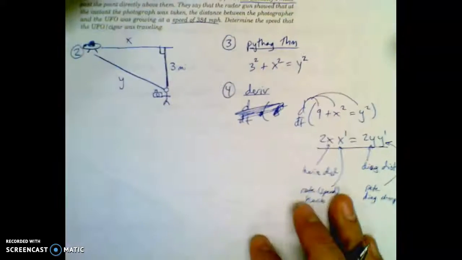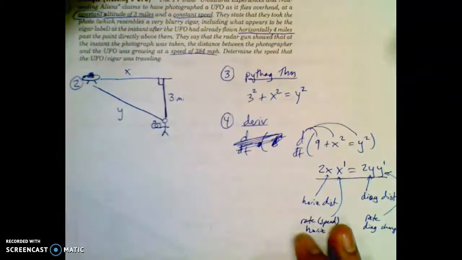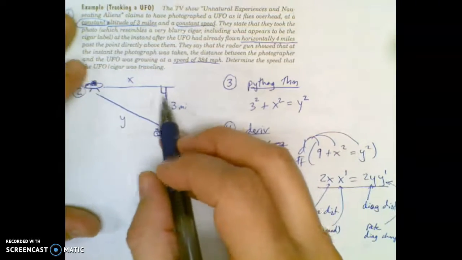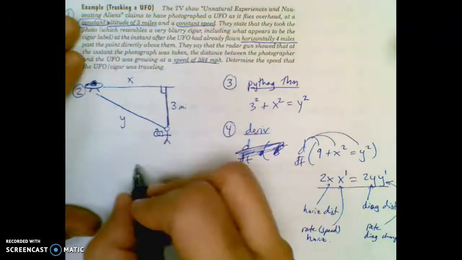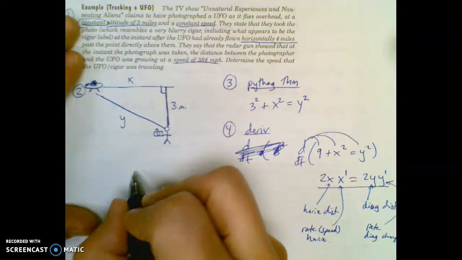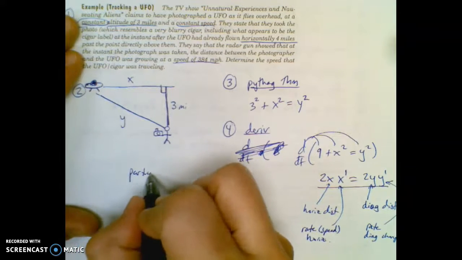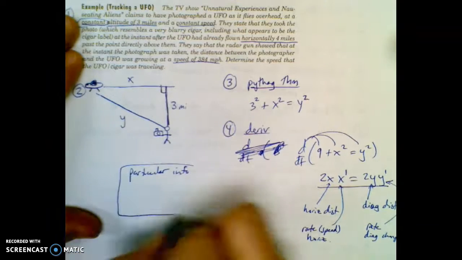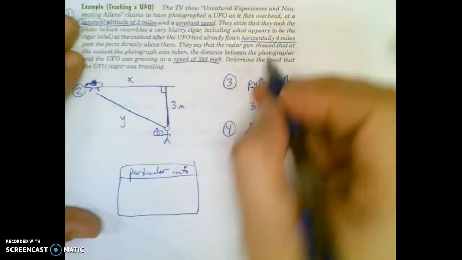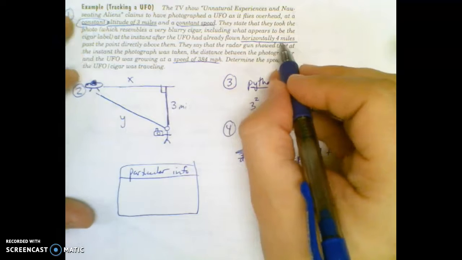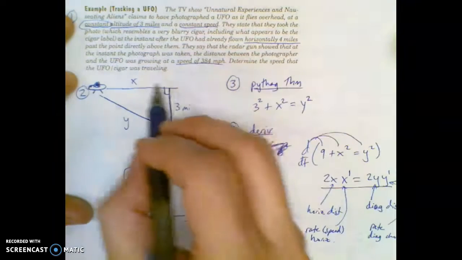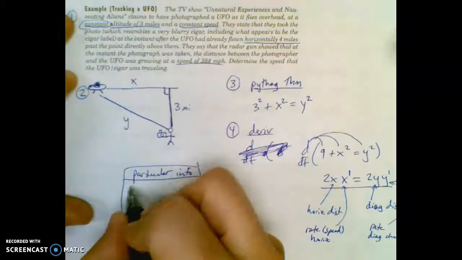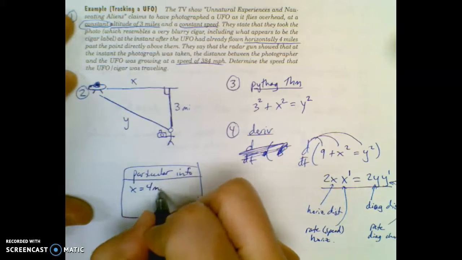So step 5 is find the particular info. Now this problem, 3 we were allowed to use because it's constant the whole time. We're going to have our particular info over here in a box. So what is this 4 miles? It had already flown horizontally 4 miles at a particular time. So that would be my distance this way. So a regular x equals 4 miles.